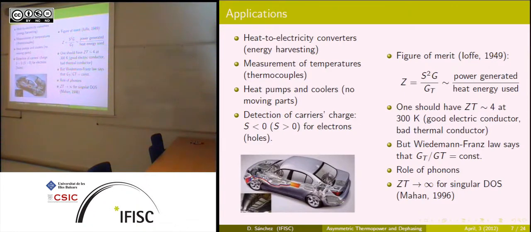In terms of compounds, the best today, I think, is something like bismuth telluride. But I think the best they can do is to try to make multi-layers of the system to reduce the contribution of photons. As I said, so far it's not better than 1 or 2.